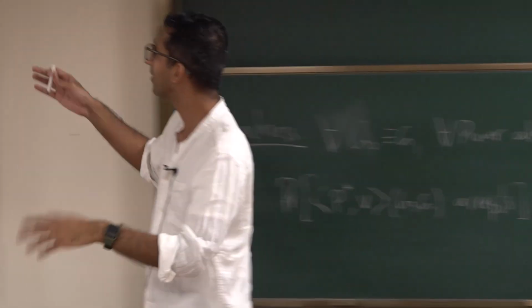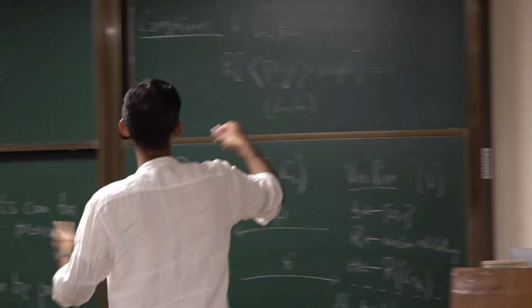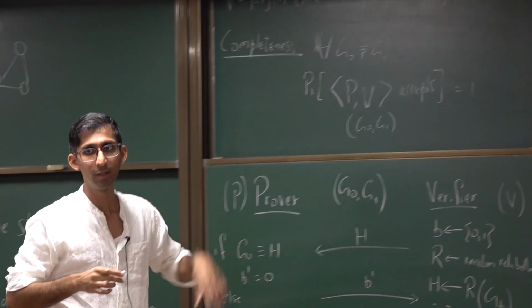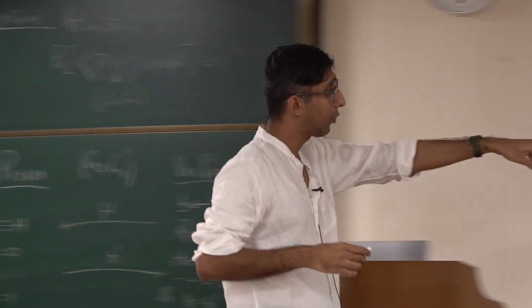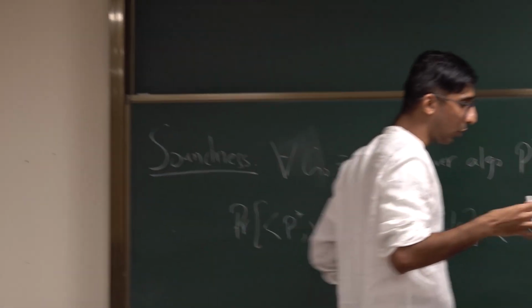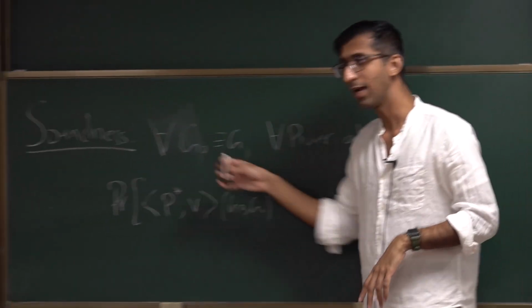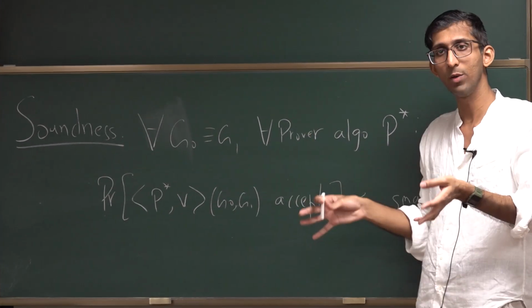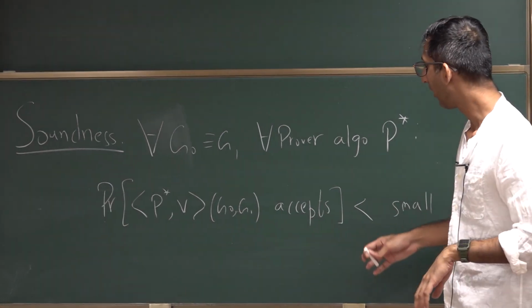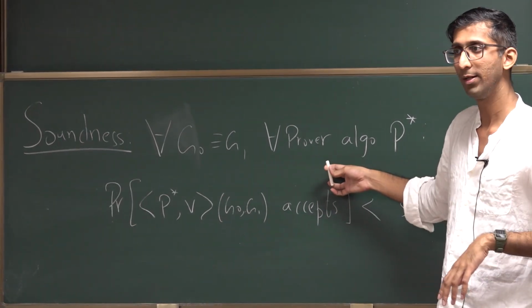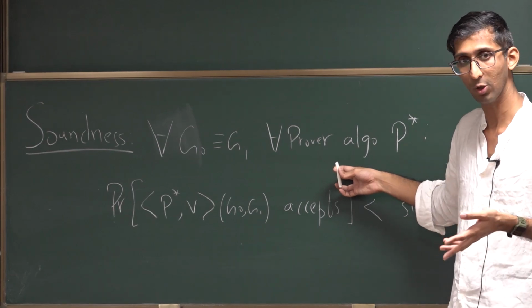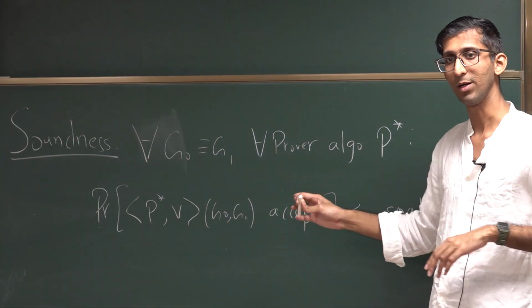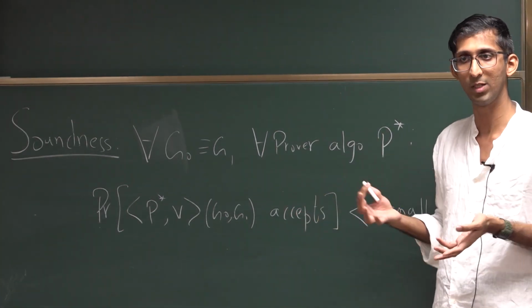Whereas if the statement is not true, and here also, let me write it in the same sort of language. So let me write it as: for all G0 and G1 that are isomorphic, meaning the statement is not true, it doesn't matter what the prover tries to do. It doesn't matter how it participates in the protocol. It doesn't matter what it does on its side. The proof should not be accepted. The verifier should not be convinced by the proof.